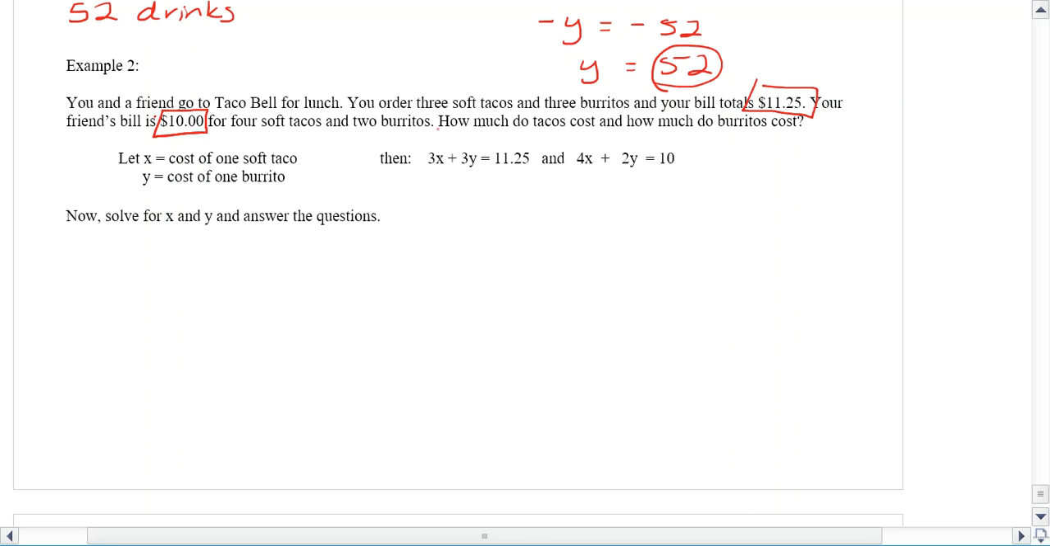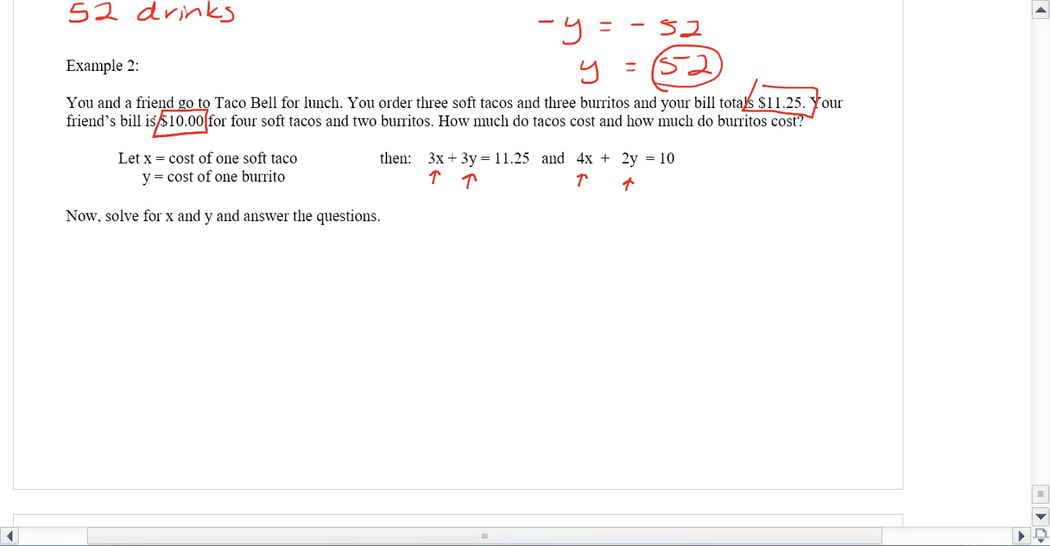And since we ordered 3 soft tacos and 3 burritos, if X is the cost of 1 taco and Y is the cost of 1 burrito, 3X plus 3Y equals our total. Our friend ordered 4 tacos and 2 burritos, and their bill was $10. So this time the equations were one for me and one for my friend. And then once again, you set it up for substitution or elimination.